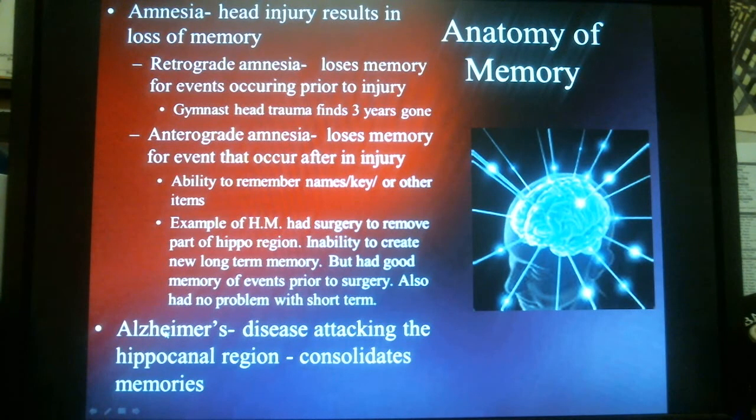Alzheimer's is also a way that can destroy your brain, and this is something they're studying quite a bit. For some reason, it predominantly attacks the hippocampal region, which is where we consolidate those memories.